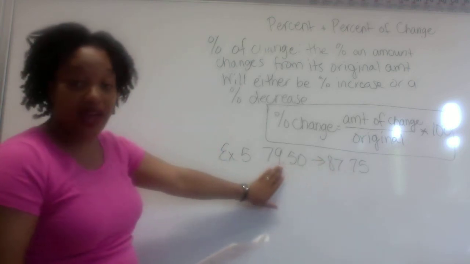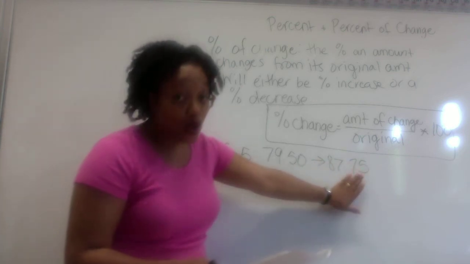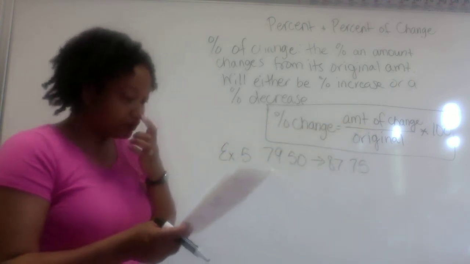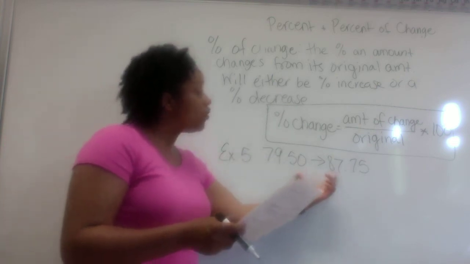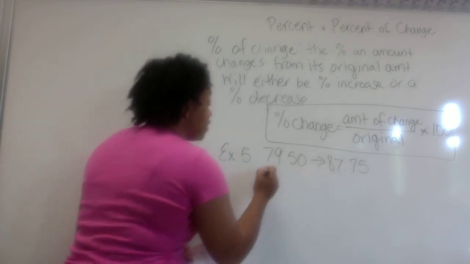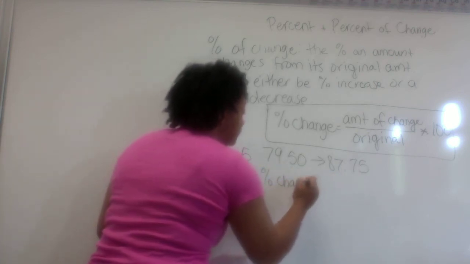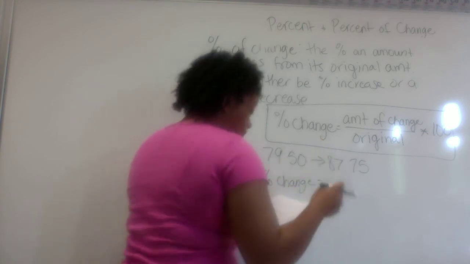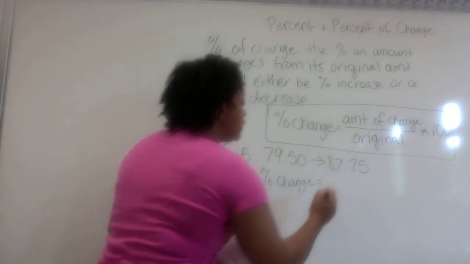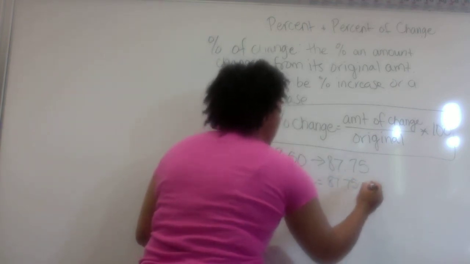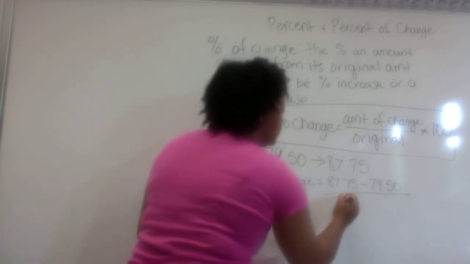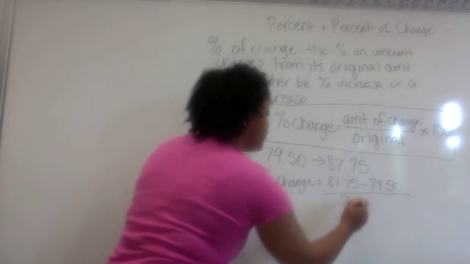So it started off at $79.50. It rose to $87.75. So when we talk about the amount of change, what's going to happen is I need to know the difference between these two numbers. That's going to be your amount of change. So when I start setting up my equation, it's the difference, because we can't have negative percent. So it's going to be the difference between the two, the difference of change, divided by the original amount. Can y'all see that? Yes, $79.50.